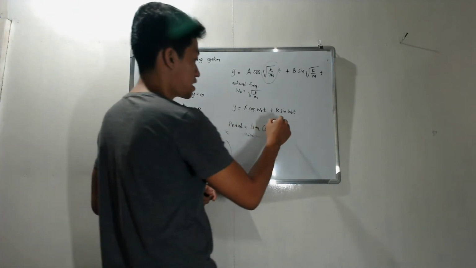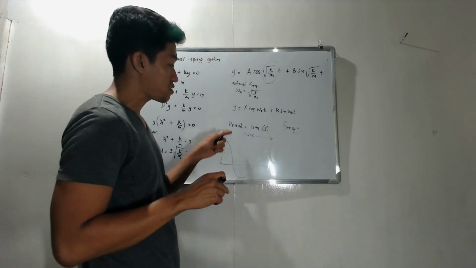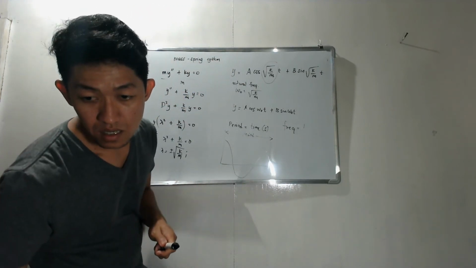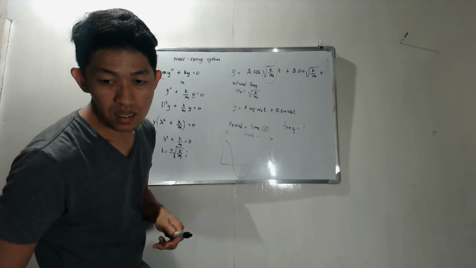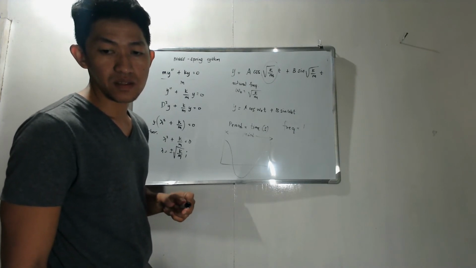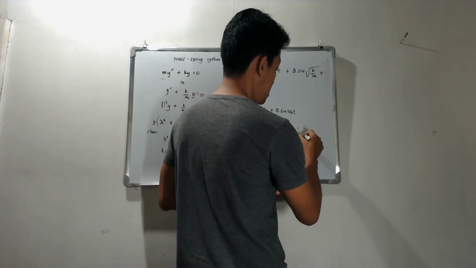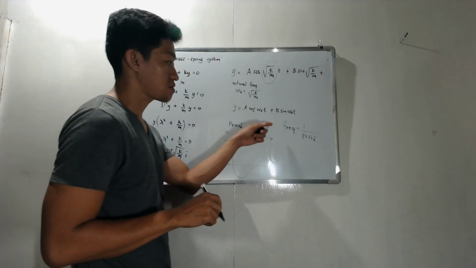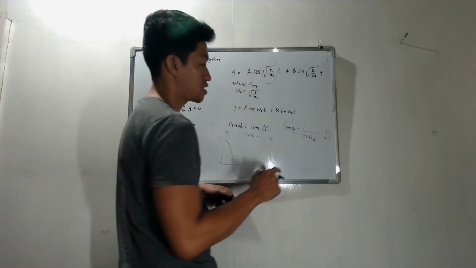Now the frequency is just the opposite of period. By the way, ang period mo is denoted by T. This is 1 over period. This is just the reverse of the period. So ang unit nito is 1 over second or cycles.